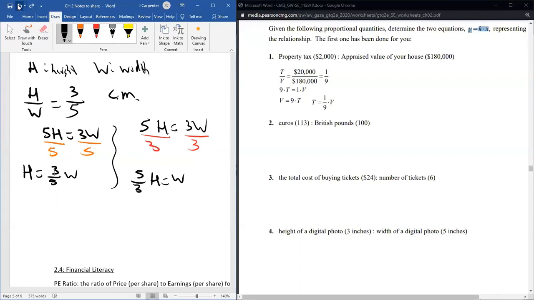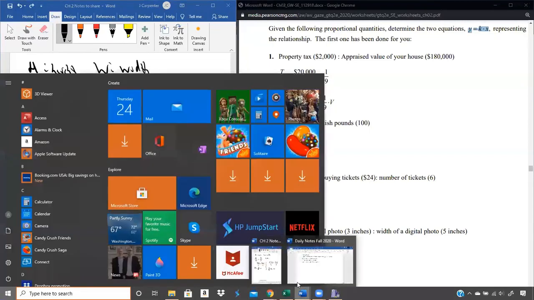All right, so that is 2.2. 2.3, excuse me, silly me, 2.3. We finished it, which means we can assign the homework.